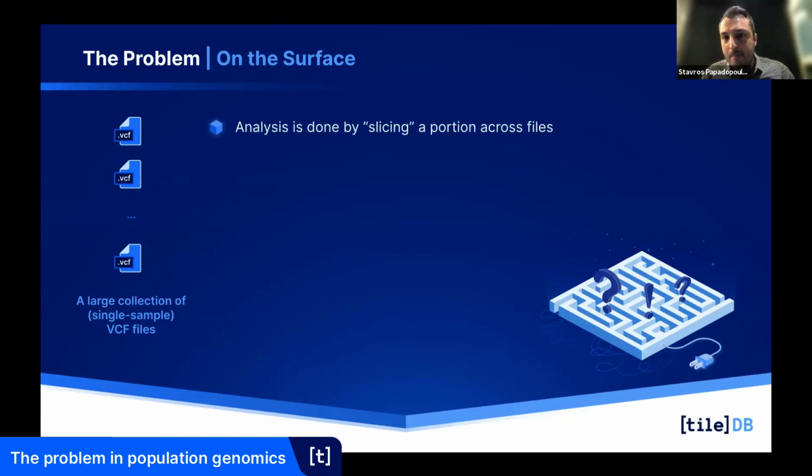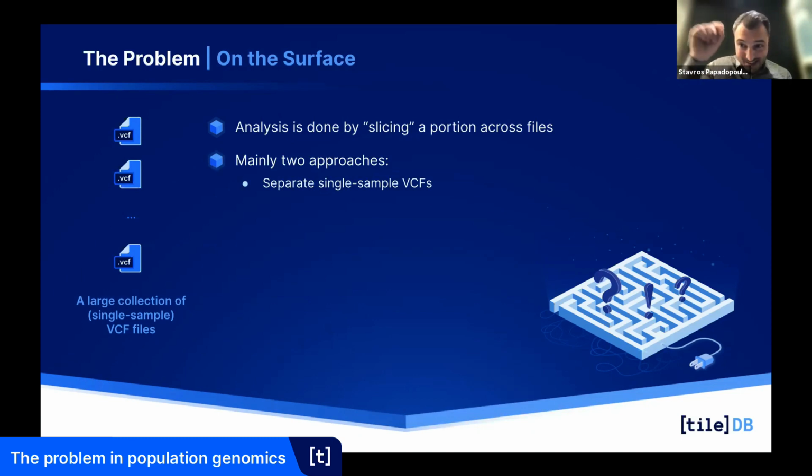The analysis is done by slicing a portion across files. So, for example, the analysis may be focusing in a particular region within a gene per sample. So this means that the analysis needs a portion of those files across the files. And there are mainly 2 approaches. First, you keep separate single sample VCF files. That's all fine. So you need to access every single one of them and get this piece of information. Or you combine those VCF files into a single one, which is called a combined VCF file or a population VCF file. Okay, and I'm going to explain the issues with those 2 approaches soon.